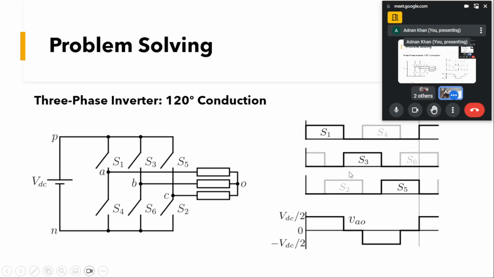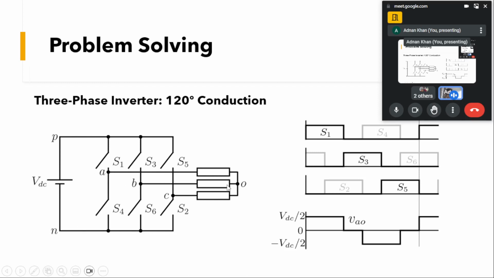And if you can see here, we want to take this interval, 0 to 60 degrees. We have S1 and S6 on. When S1 and S6 are on, VAB will be equal to VDC. But you can see here, VAO is the midpoint.